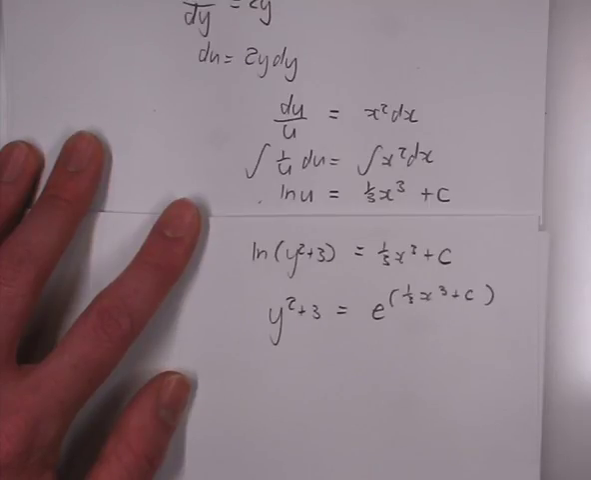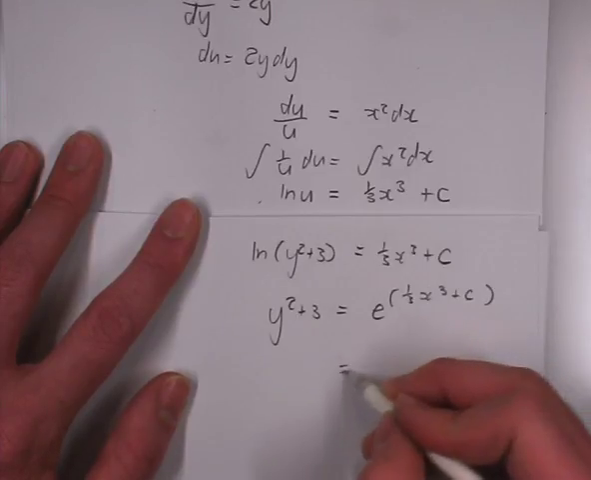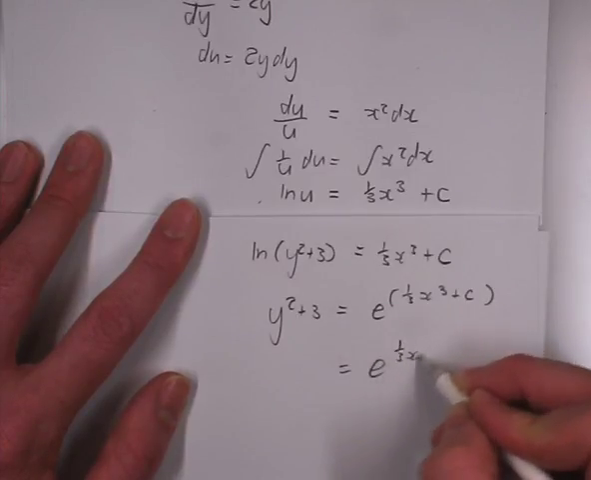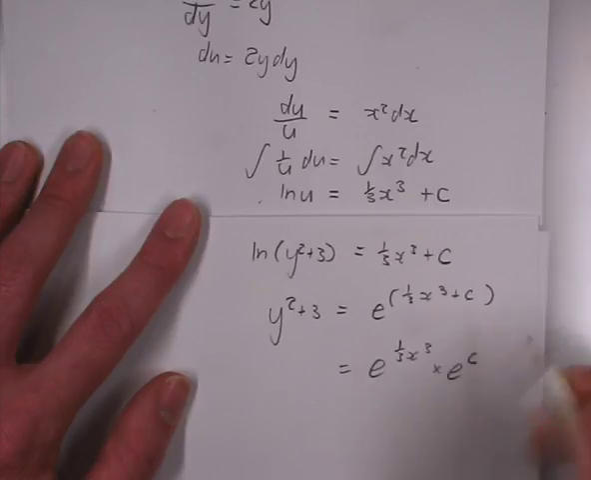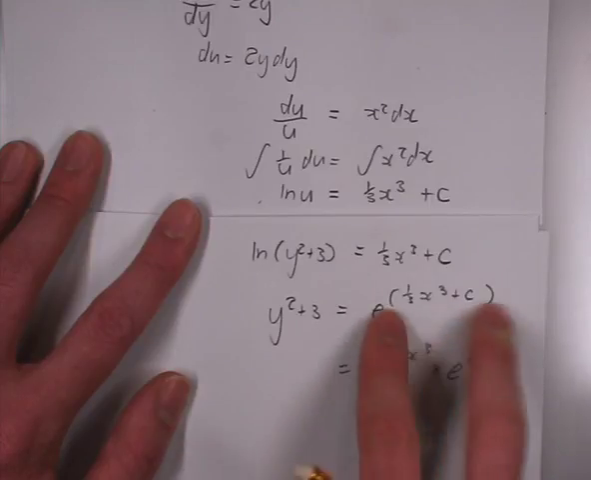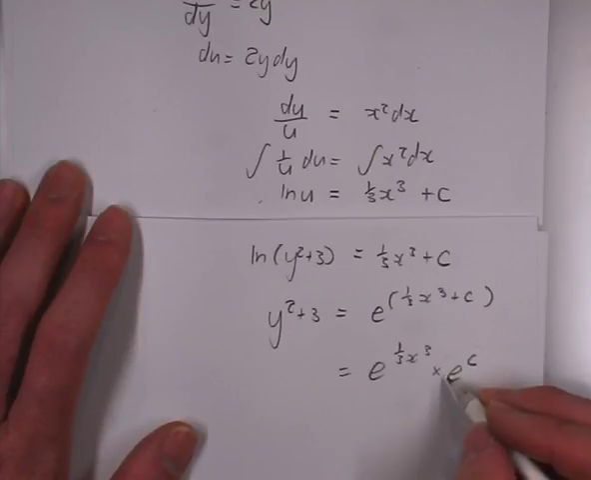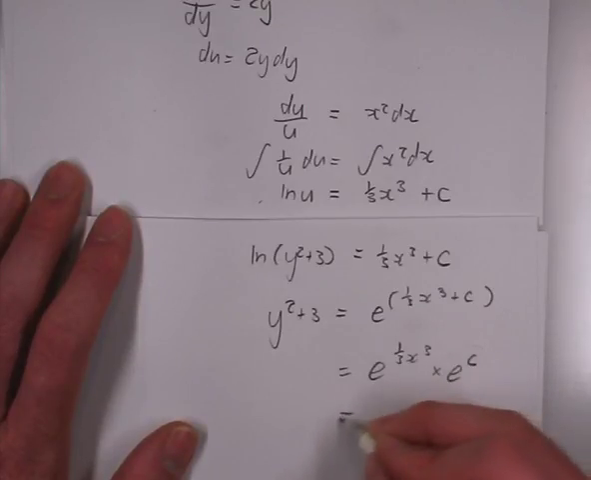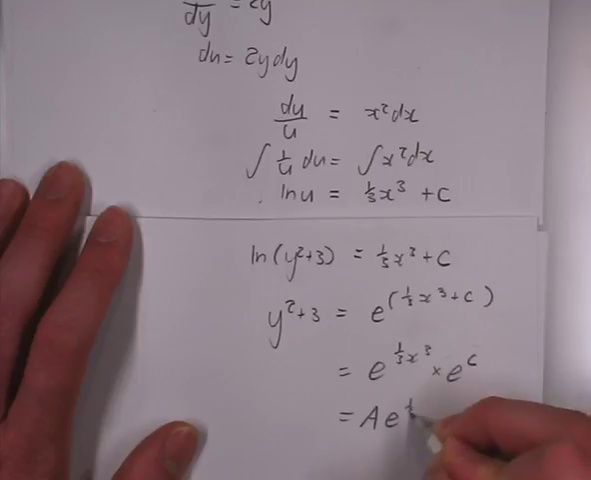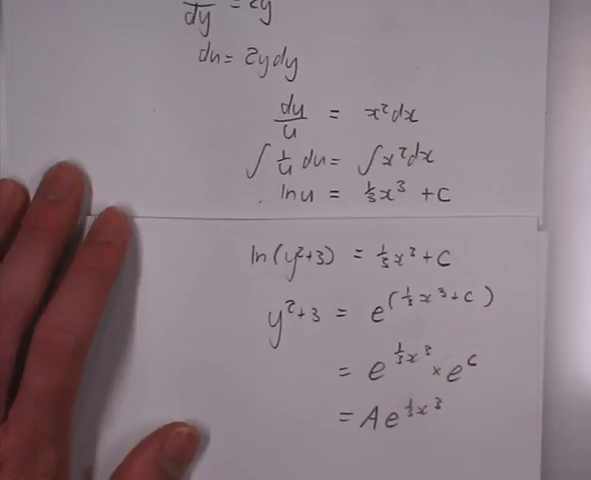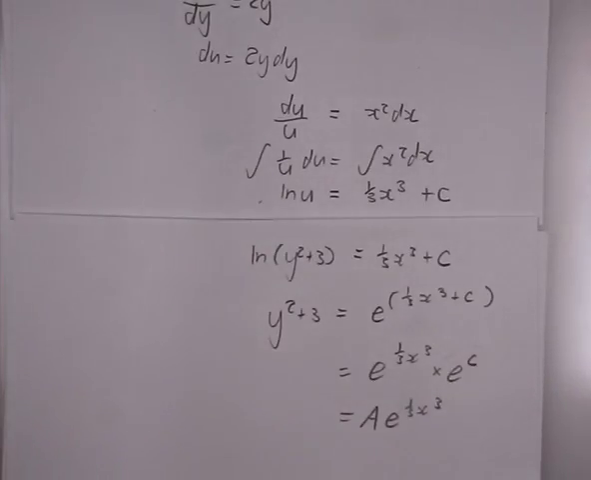Now this is where the whole making new constants is extremely useful, because we can rewrite this as e to the 1/3 x cubed times e to the c, because plus up in the power is times down below. Okay, that's expanding out powers. You know that when you multiply, add the powers. So that e to the c, I'm going to give that a new name, and it will be a constant of its own, a. And it's going to be much easier to figure out what a is than it would be to figure out what c is, because I won't have to do ln.